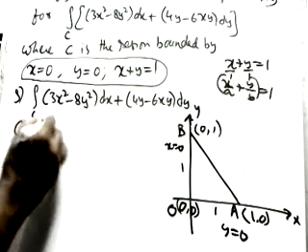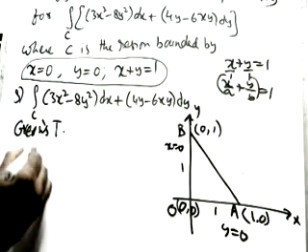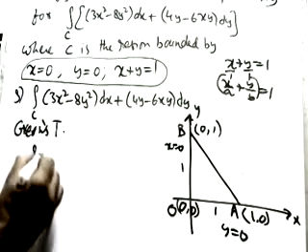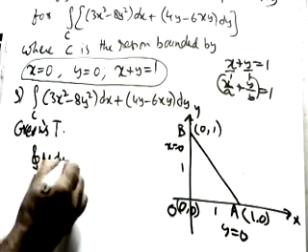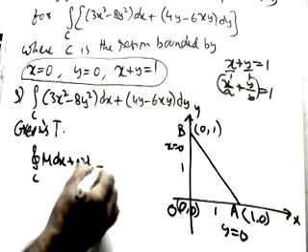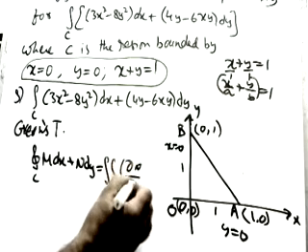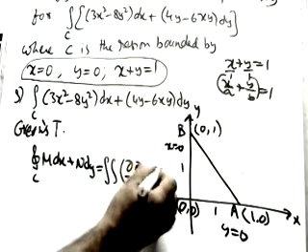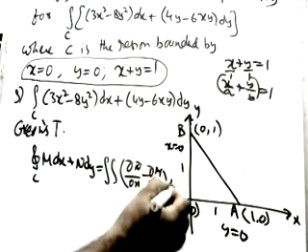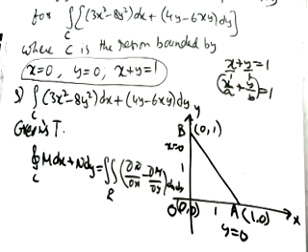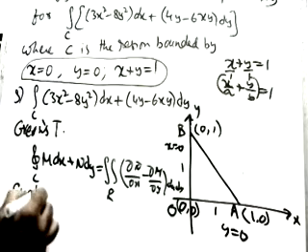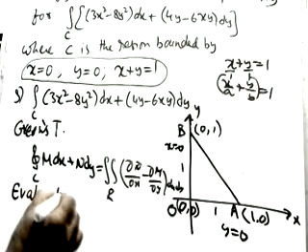What is Green's theorem actually? Let me write it once more. Green's theorem: the line integral of M dx plus N dy equals the surface integral of dou N by dou x minus dou M by dou y, dx dy, over the region R. So let me find the left hand side. We will evaluate it.